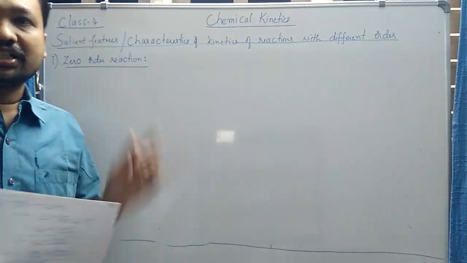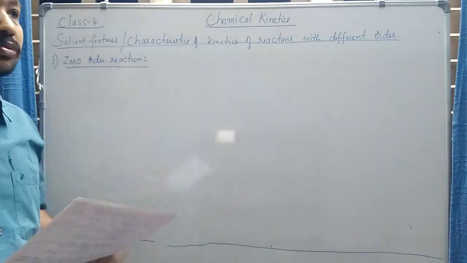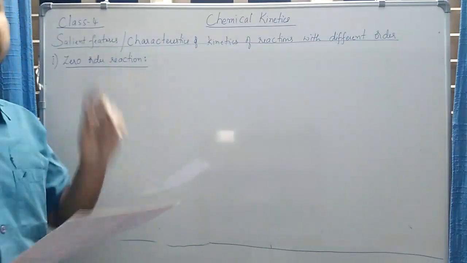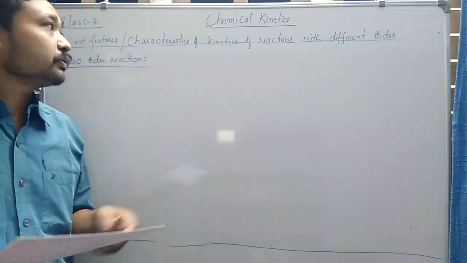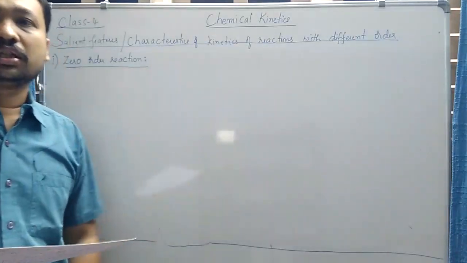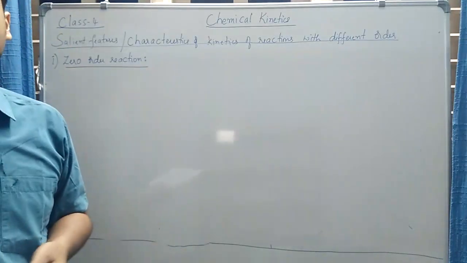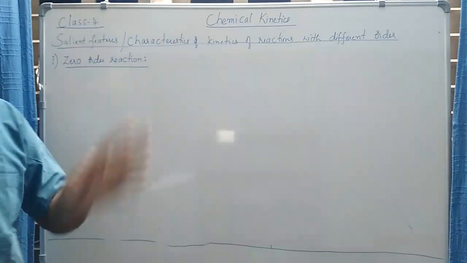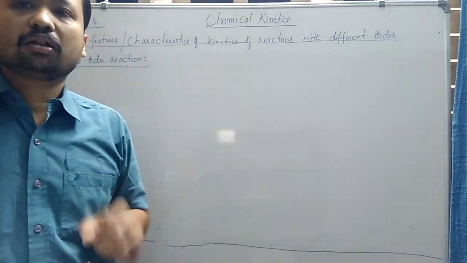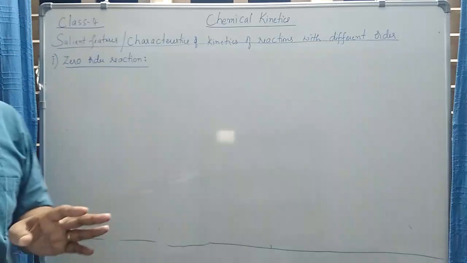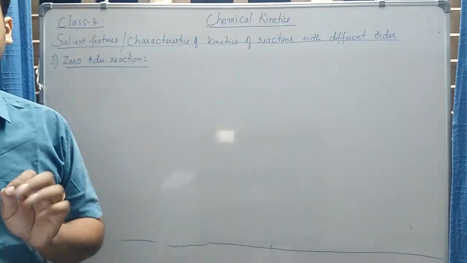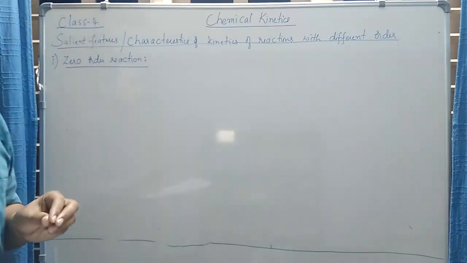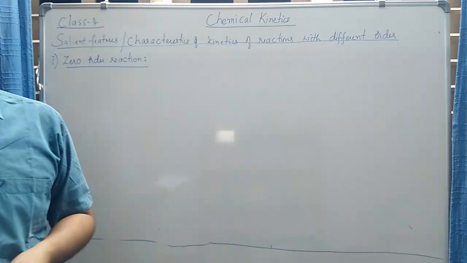So in today's class, we will discuss some of the salient features or characteristics of the kinetics of chemical reactions occurring with a different order. Okay, so we'll only concentrate on reactions which follow integral order. Okay, zeroth order reaction, first order reaction, second order reaction, and in general integral nth order reaction.